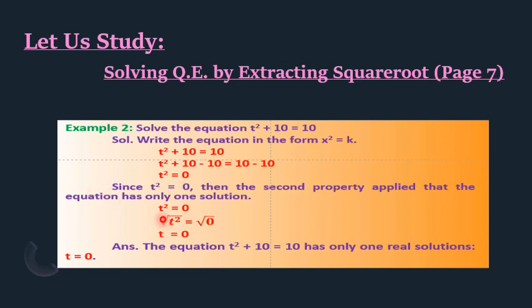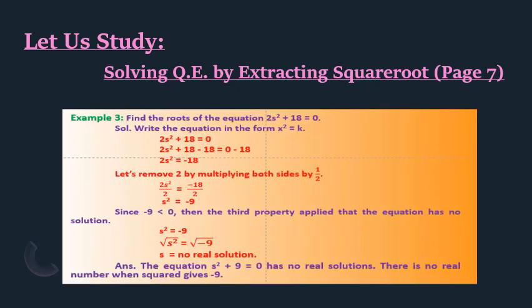So, to remove the squared on t, we square root it. So, the square root of t squared is t. Then, the square root of 0 is 0. Answer: the equation t squared plus 10 is equals to 10 has only one real solution, which is t is equals to 0.